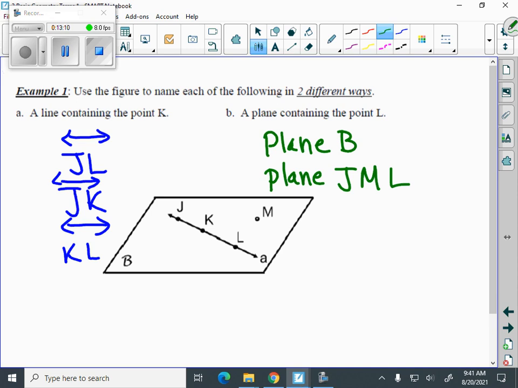By the way, we could have also called this line, and I should have done it over here, the line containing point K, we could have said that it was line A. There's a little lowercase letter at the end of that arrow that also indicates the line.